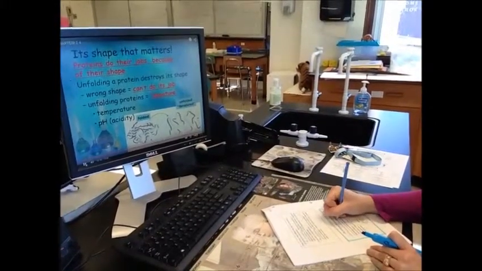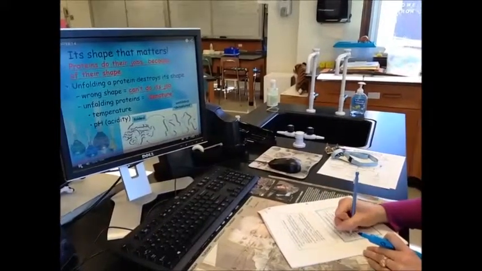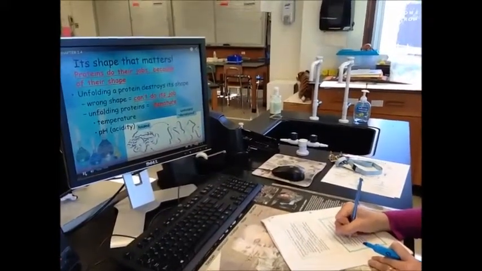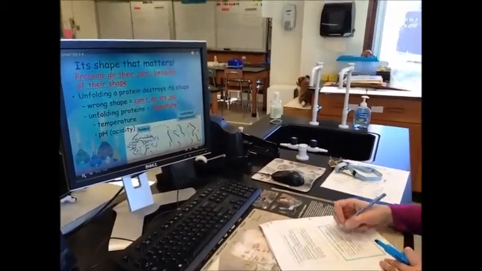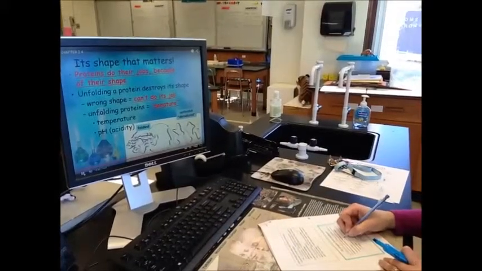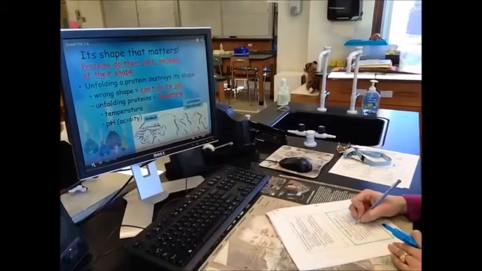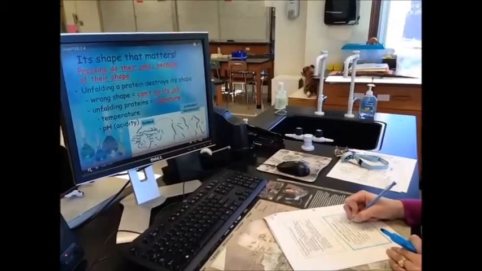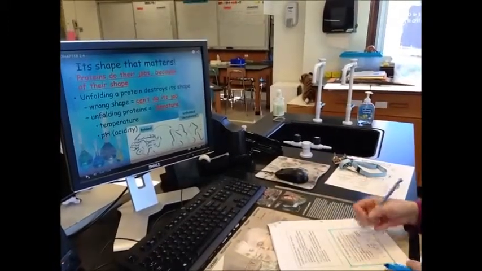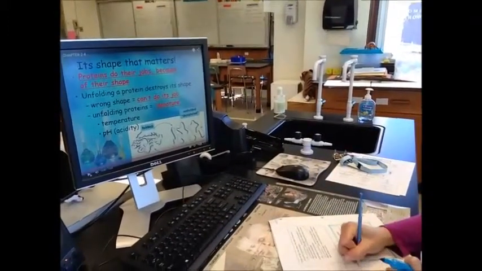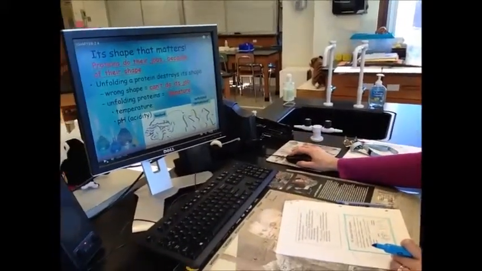So if you unfold a protein, it destroys its shape. If it doesn't have the right shape, it can't do its job. Unfolding proteins is called denaturing. And temperature changes can denature enzymes or proteins, and changing pH levels can denature proteins or unfold them. Okay, so she said to know this. Make sure it's highlighted. Put a big note next to it, so I know exactly what I need to do.